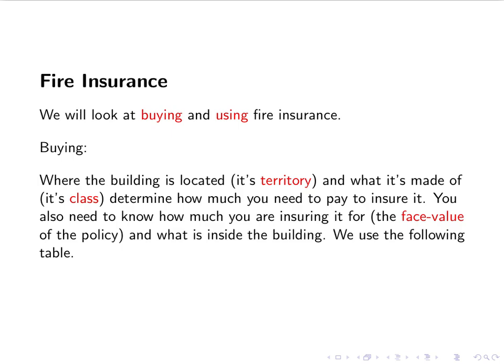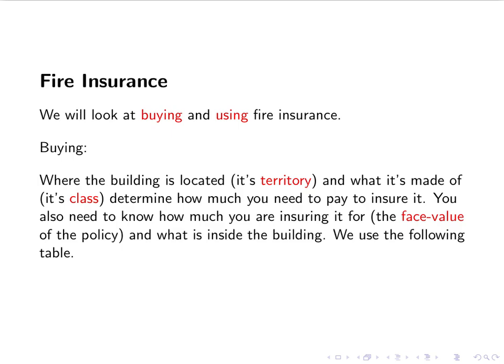Similarly, we need to know what the building is made out of, and that's its class. And again, it doesn't really matter which class is what, we just need to know if it's class A, B, C, or D. We also need to know what we're insuring it for. How much we insure it for is called the face value of the policy. And then lastly, we need to know what's inside the building. So what are its contents made out of? And again, that's going to be a class A through D.